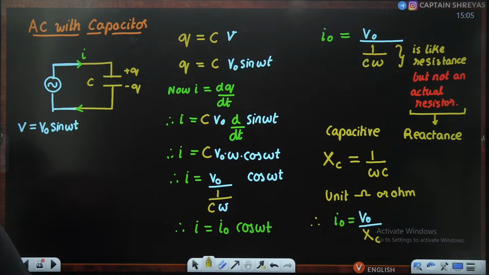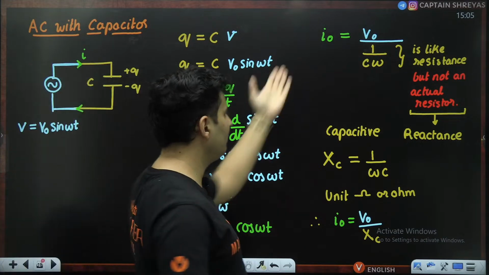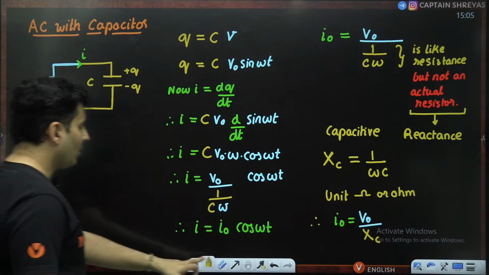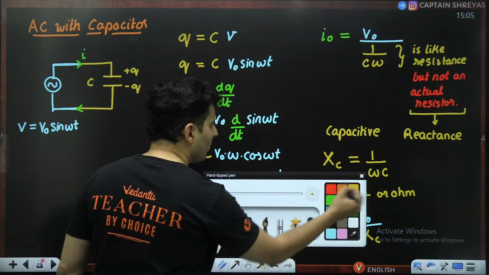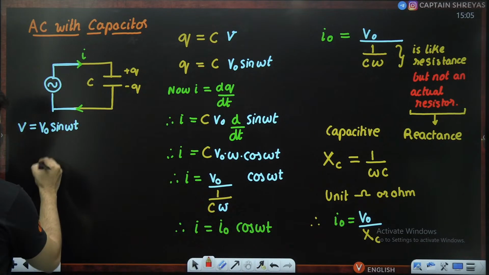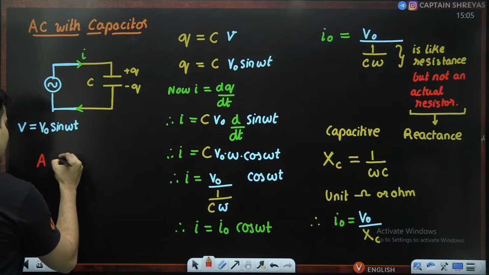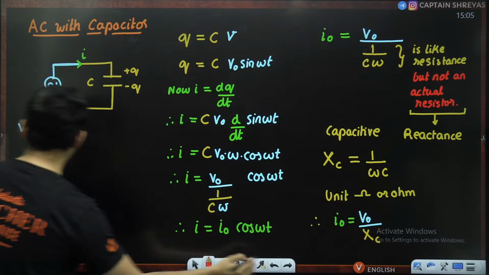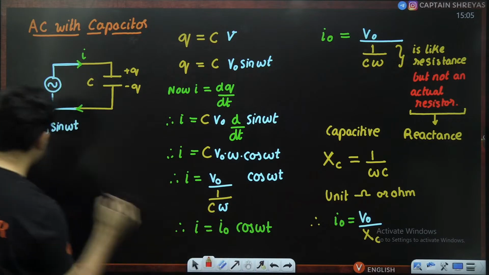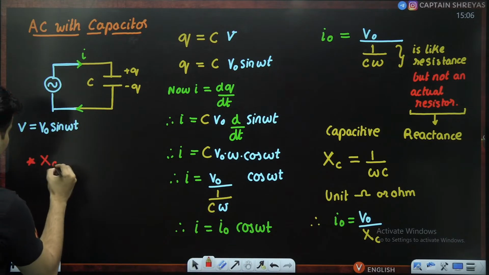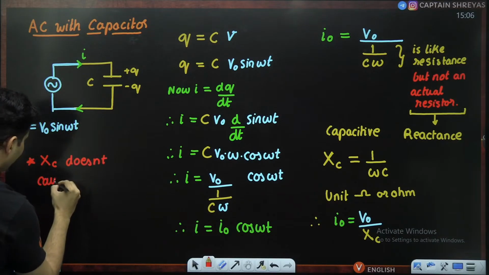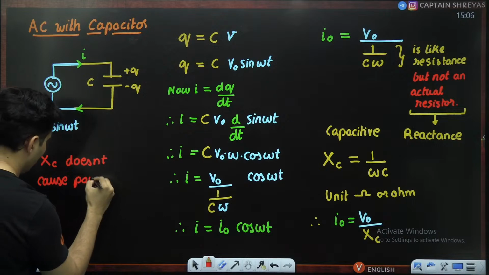Till this point, absolutely clear. What is the meaning of reactance? The unit is still the same because it behaves exactly like a resistor. Okay, right? Now, one more important note is that reactance, or basically XC, this is very important, capacitive reactance doesn't cause power loss. Very, very important.